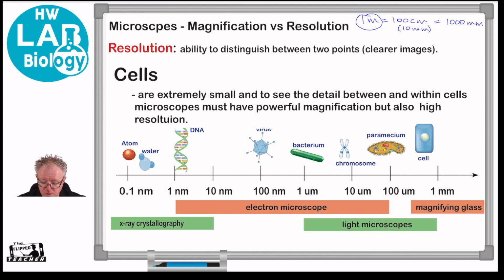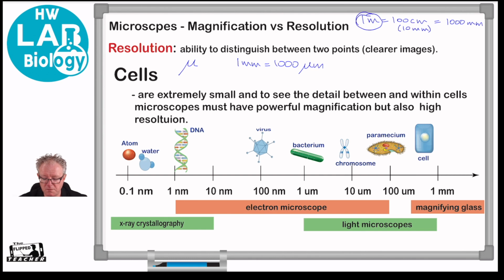Now micrometer is written like this. It's got a little tail and then goes up like that. It's called mu. And 1 millimeter is equal to 1,000 micrometers. So if you take 1 millimeter and split it up into 1,000 bits, that's pretty small. You can't see that with your eye.